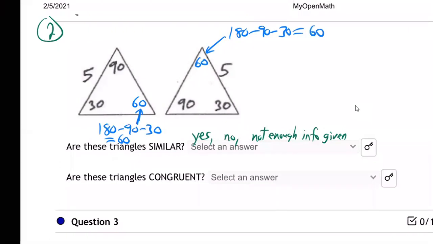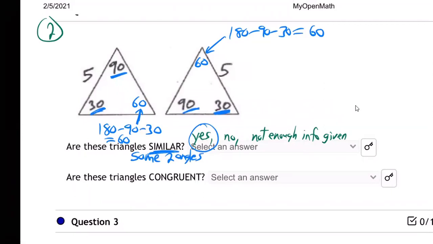So now we have the three angles in each triangle. So let's answer the first question. Are they similar? Yes, for sure they're similar, right? Because they have the same three angles. Let me write that. So similar means same. Really all you need is two angles. And we had that from the beginning, 90 and 30, 90 and 30.